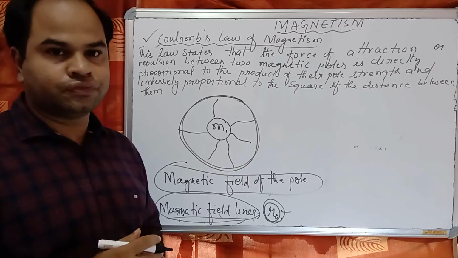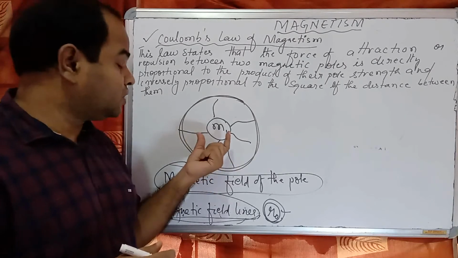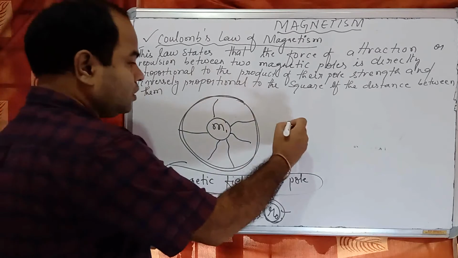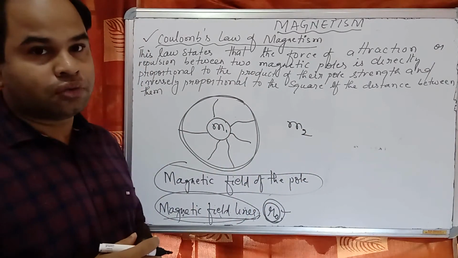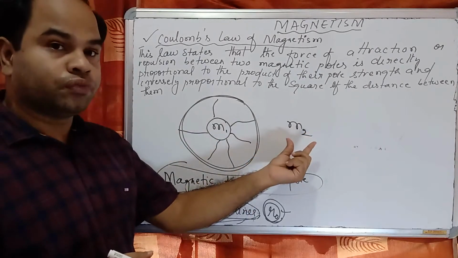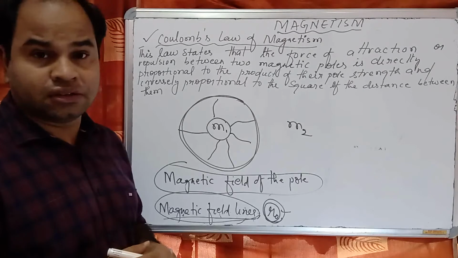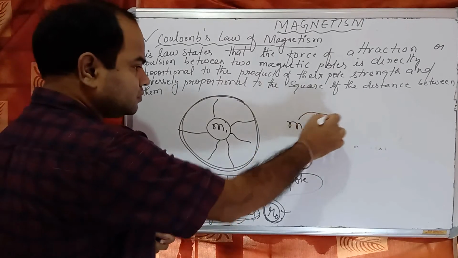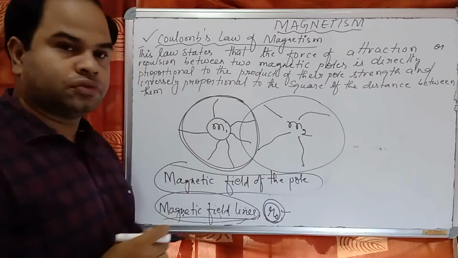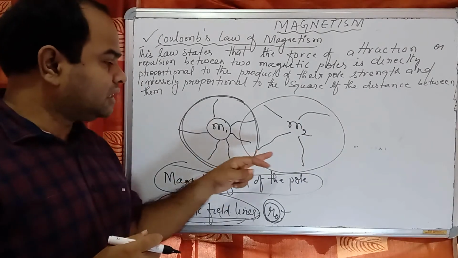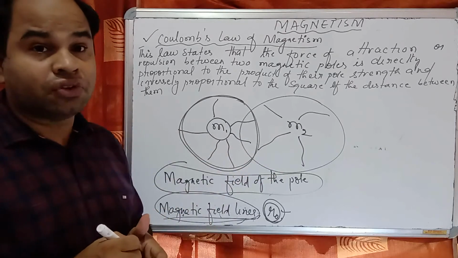Now suppose near this pole we place another pole whose pole strength is m2, it will also produce a magnetic field. So there is an interaction of field lines.